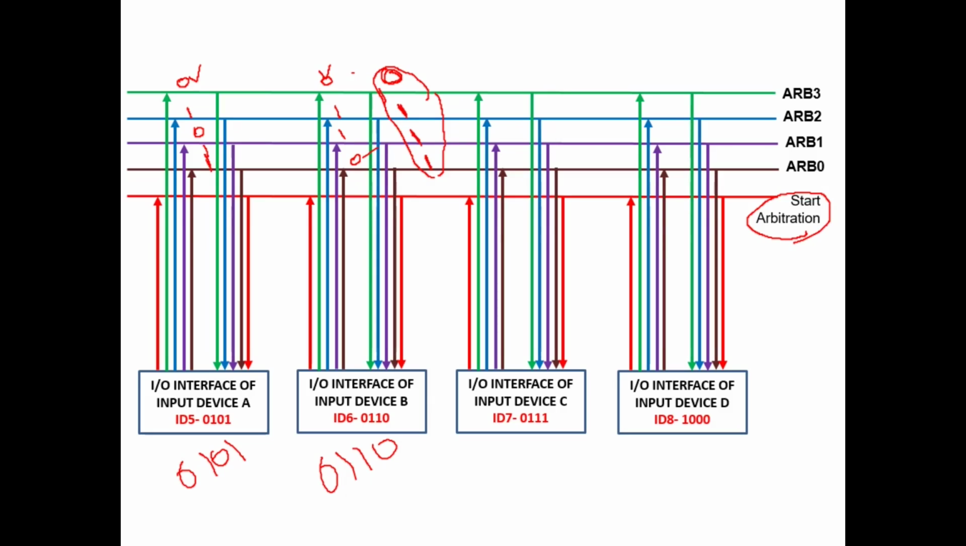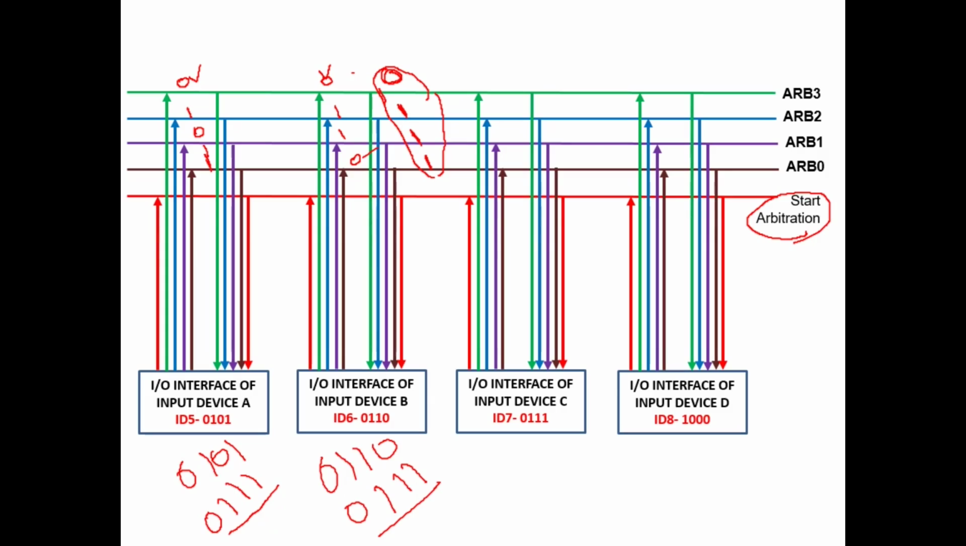Next, the devices read this value back. So what happens when the ID 5 device receives that value? That is nothing but 0111. It reads the arbitration line, and it becomes 0111. The ID 6 device also receives that 0111. Now both the devices compare the newly received arbitration value with their own original ID.